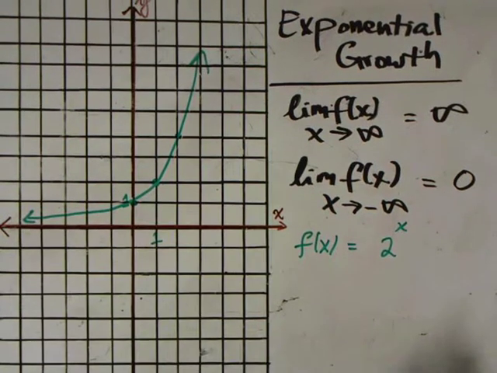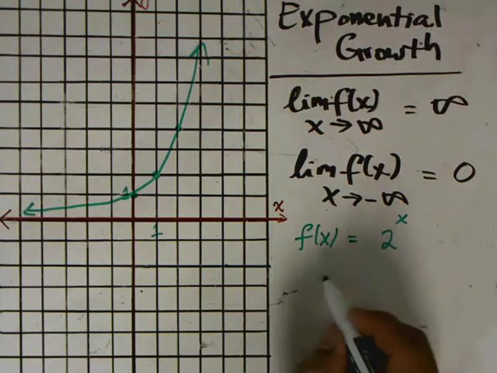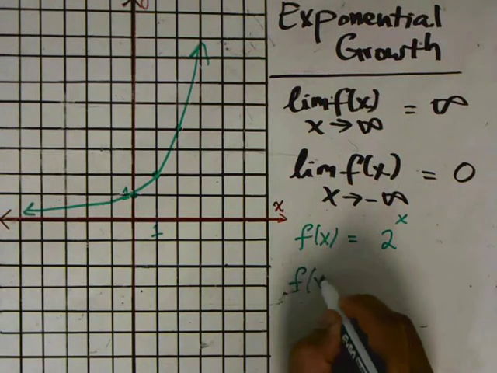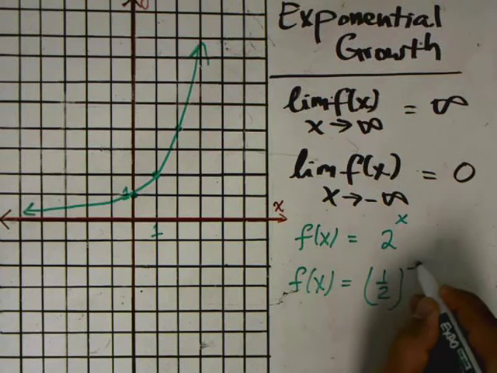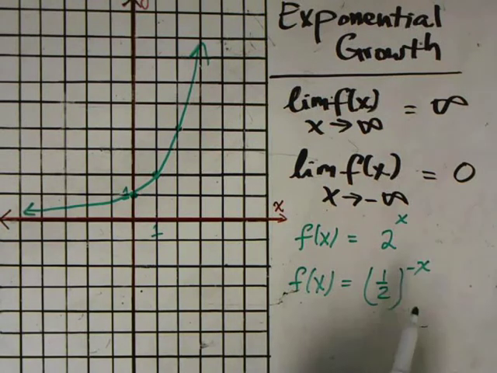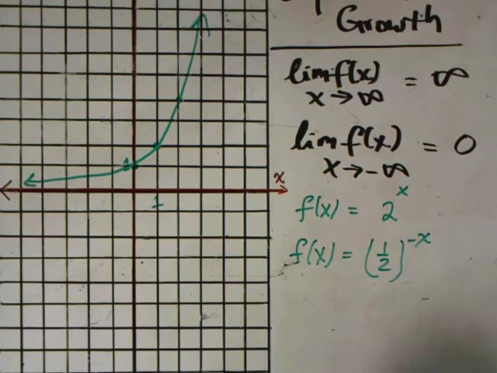Now another way that we can write this function, which you will sometimes see, is f of x equals 1/2 to the negative x. So in this case, you don't have a whole number, or a number greater than 1, for your base. You have 1/2, but it's raised to the negative x. And I'm going to show you why these two functions really are the exact same thing.